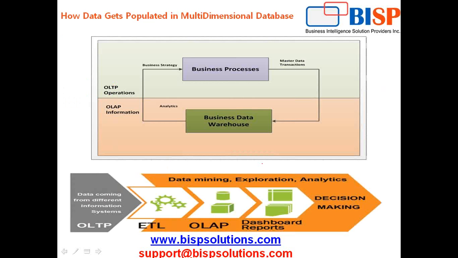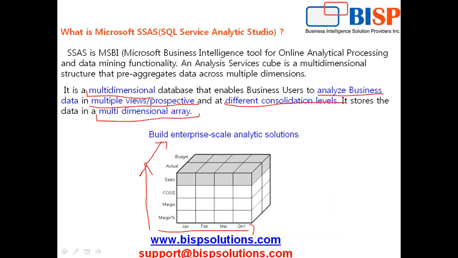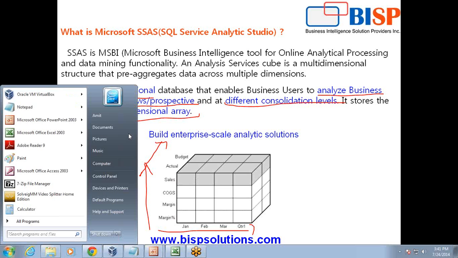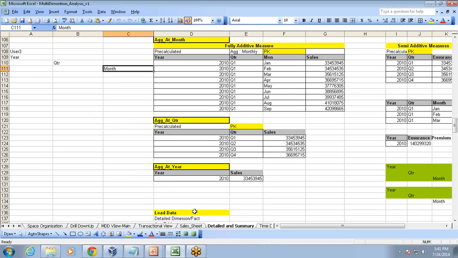Now the first question: as I said, it's a multi-dimensional database. We already have relational databases like SQL Server, DB2, Oracle. Then why do we need a multi-dimensional database, how does it add value to any organization, and how is it different from a traditional database? In order to understand this, we'll see some sample data.